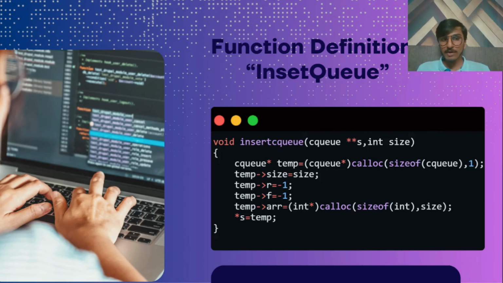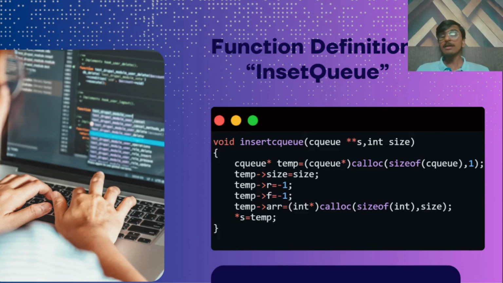Here's a snippet of the insertCQ function. It's responsible for dynamically allocating memory for creating a circular queue structure. We use the calloc function to allocate memory dynamically. Here we take a variable temp of the data type CQ to create the structure of the circular queue. In the calloc function, we give the size of the data type and then how much dimension we want. As I want one dimension, I have given one here.